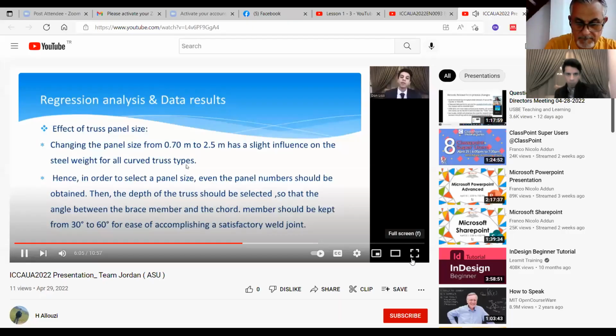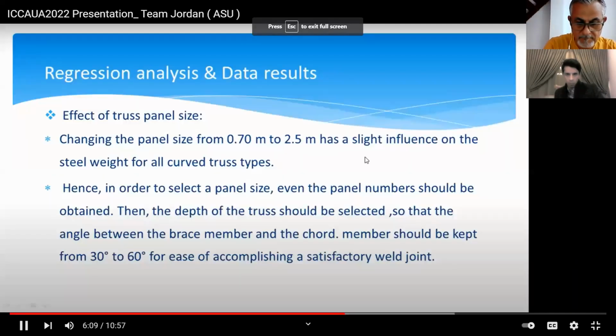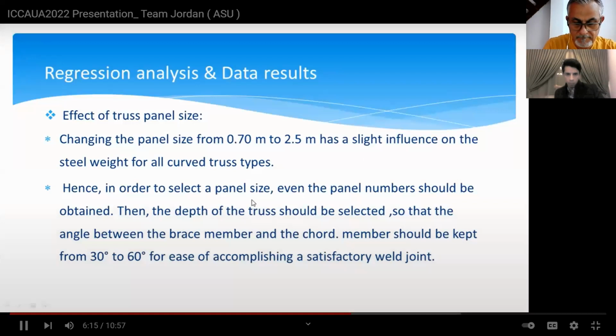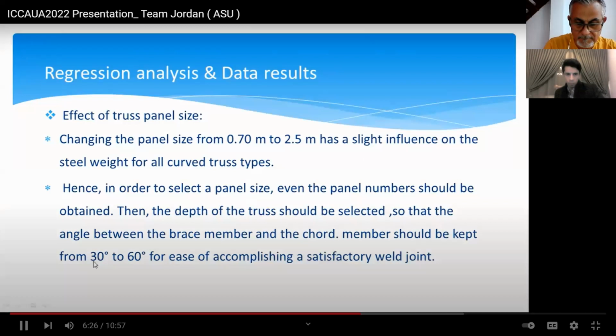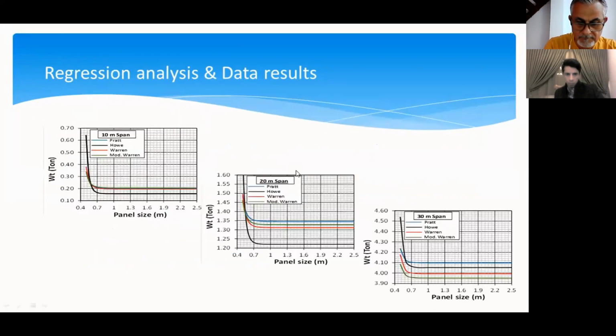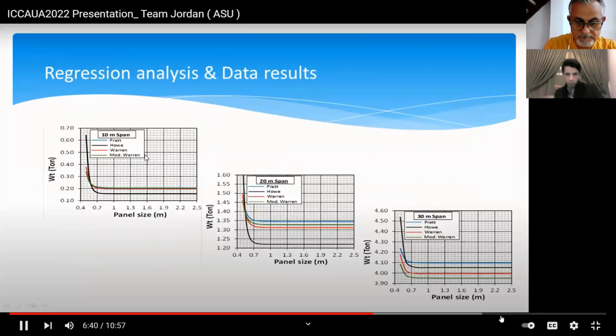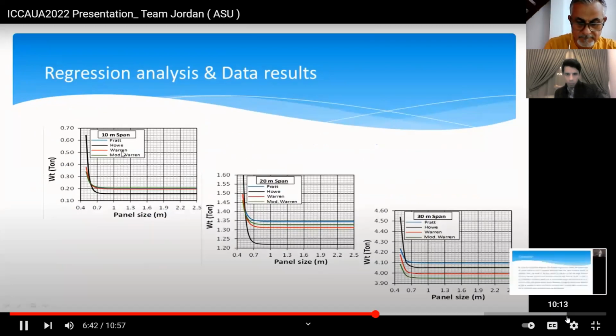Changing the panel size from 0.7 to 2.5 meters has a slight influence on the steel weight for all curved truss types. In order to select a panel size, even panel numbers should be obtained. Then we need to take care of the branch to chord angle by keeping it between 30 degrees and 60 degrees to satisfy the weld joint. Here is the behavior of the panel size, as you can see in these charts.